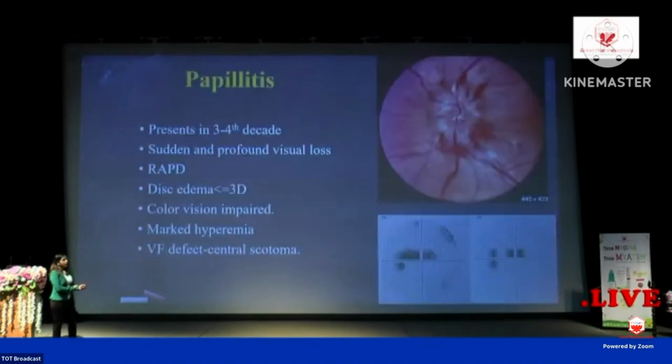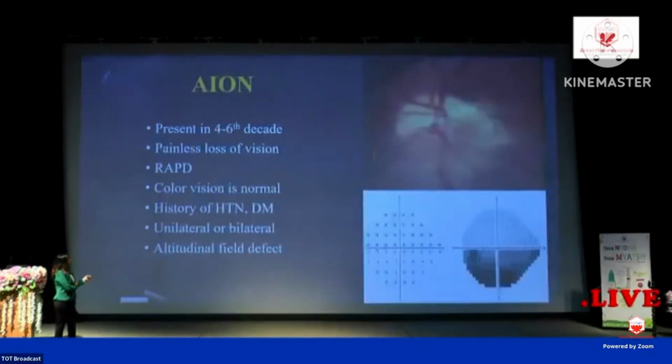Among unilateral causes, papillitis is the most common. In this, the patient can come with profound and sudden visual loss, and these patients will have a RAPD. These can have disc edema of less than 3 disc diopters, and color vision is usually impaired. These can have scotomas in the field of vision.